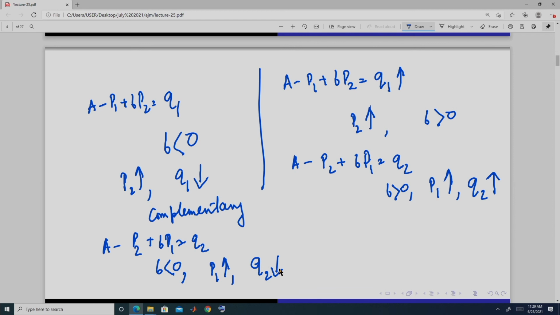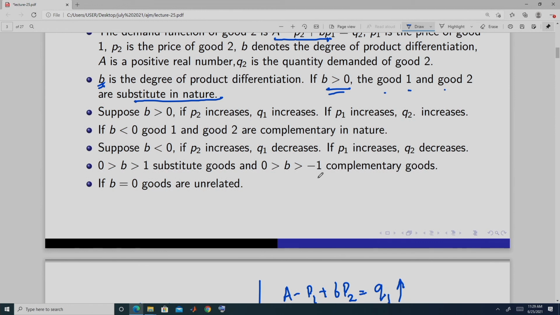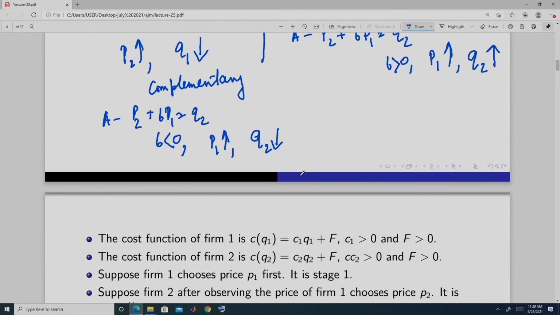They are required in a certain ratio, like pen and refill, or desktop and mouse. Since they are complementary, if the price of one good increases, the demand for that good goes down, so the demand for the other good also goes down. In this way there is product differentiation between firm 1 and firm 2. How they achieve this product differentiation, we are not going to do here. We will come to that later when we do product differentiation.